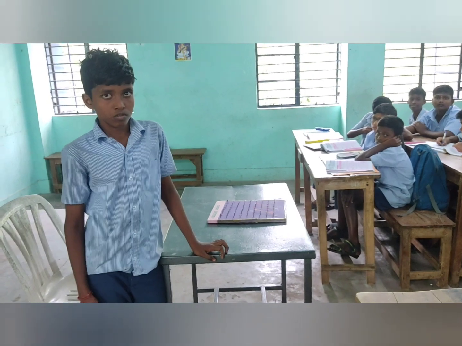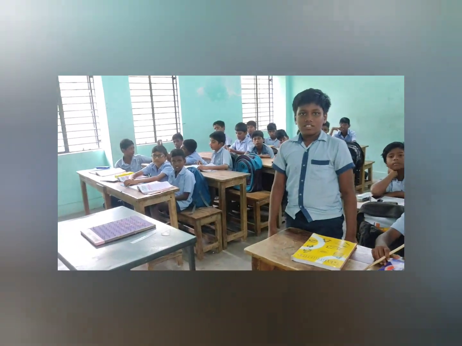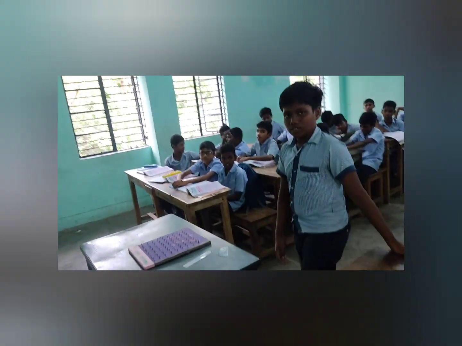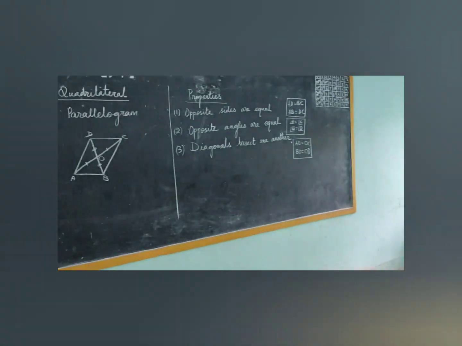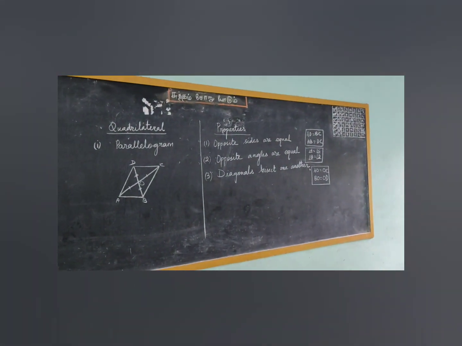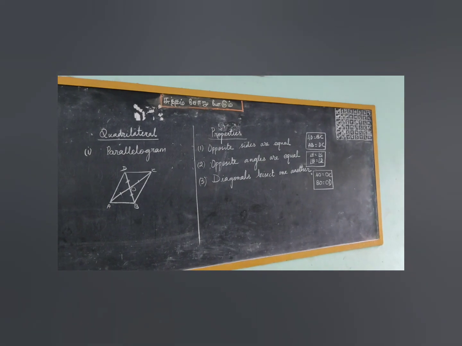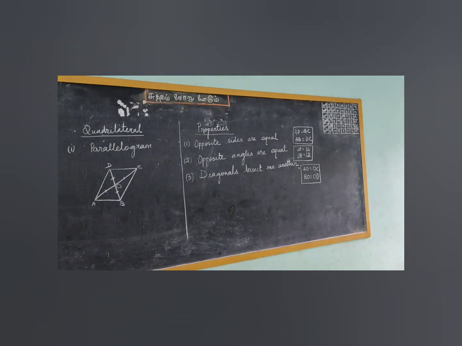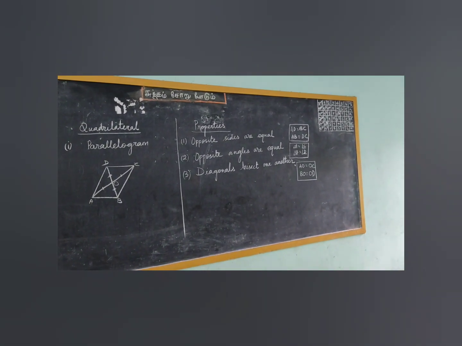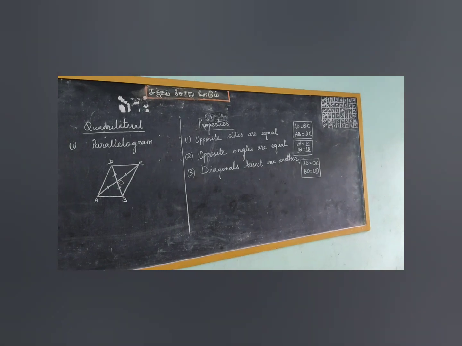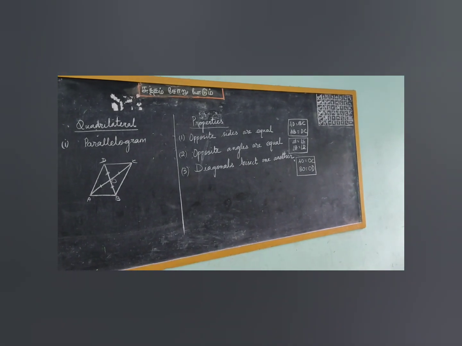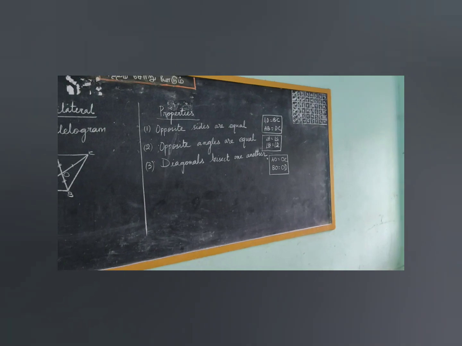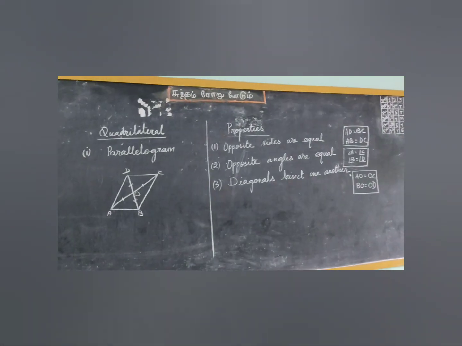Okay. Ratish, come forward. Now you are going to check the third property of the quadrilateral, which is the parallelogram. Here we are considering a parallelogram. Third property of parallelogram: diagonals bisect each other.